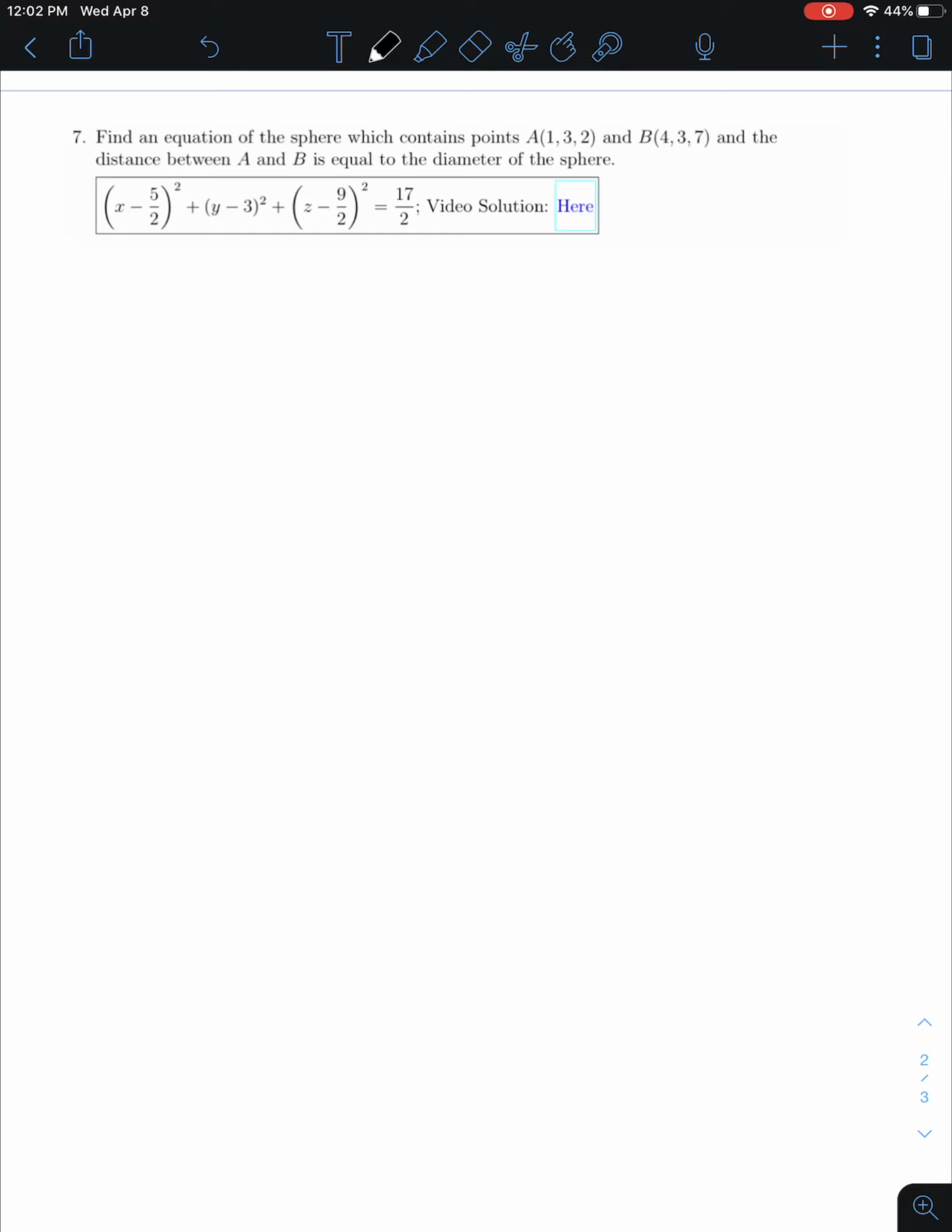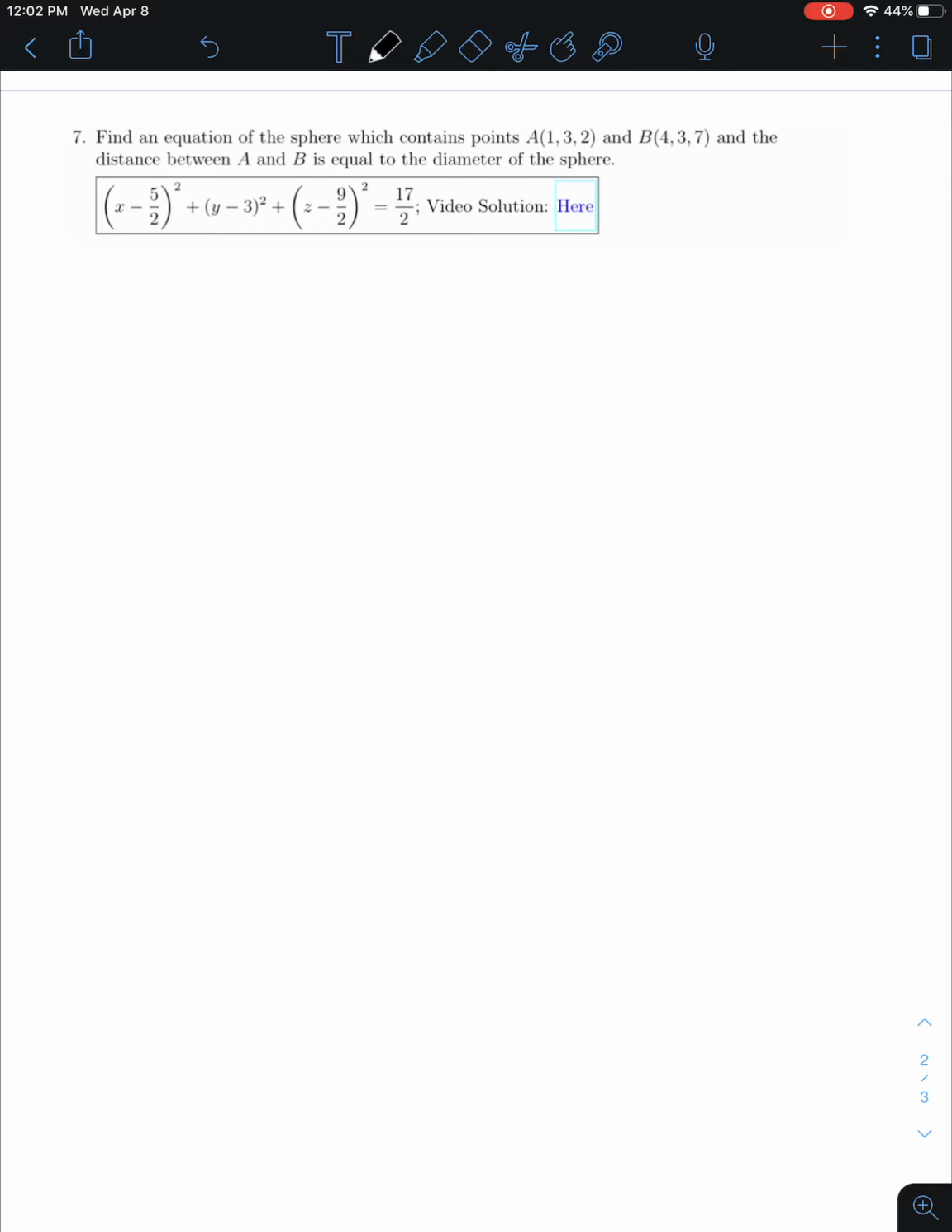Okay, so there already exists a video solution to this question, but for the sake of completeness, I'm still going to cover it. So first thing we're going to want to do is we've got the sphere that goes through points A and B, and that AB forms a diameter.